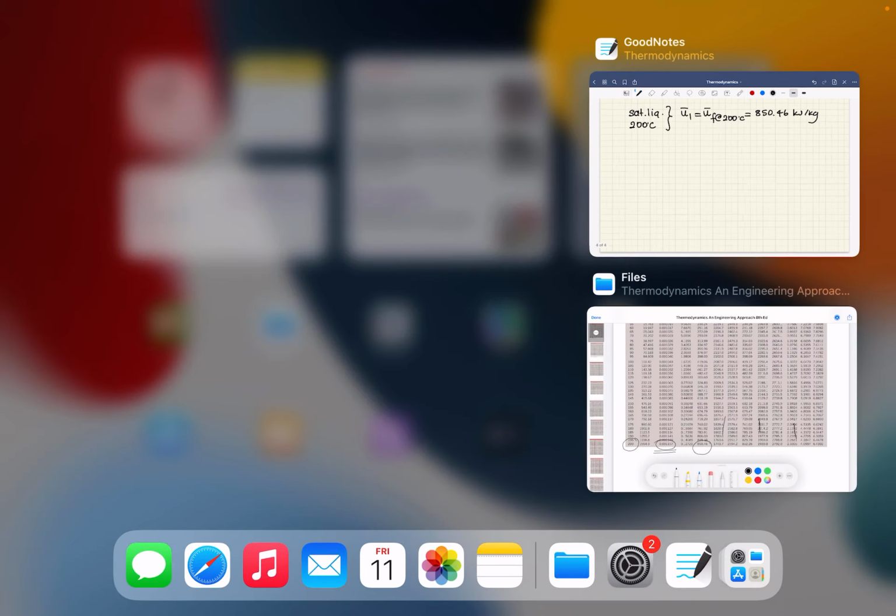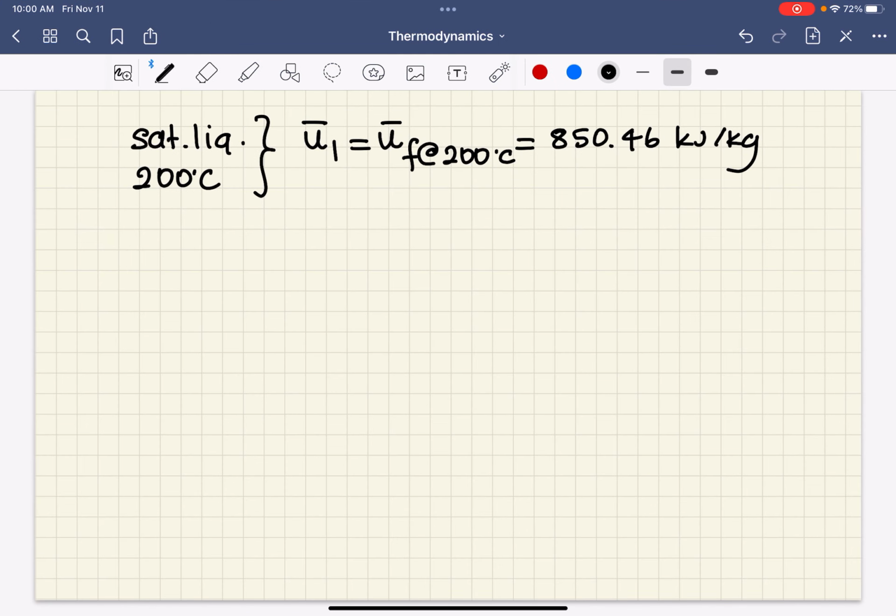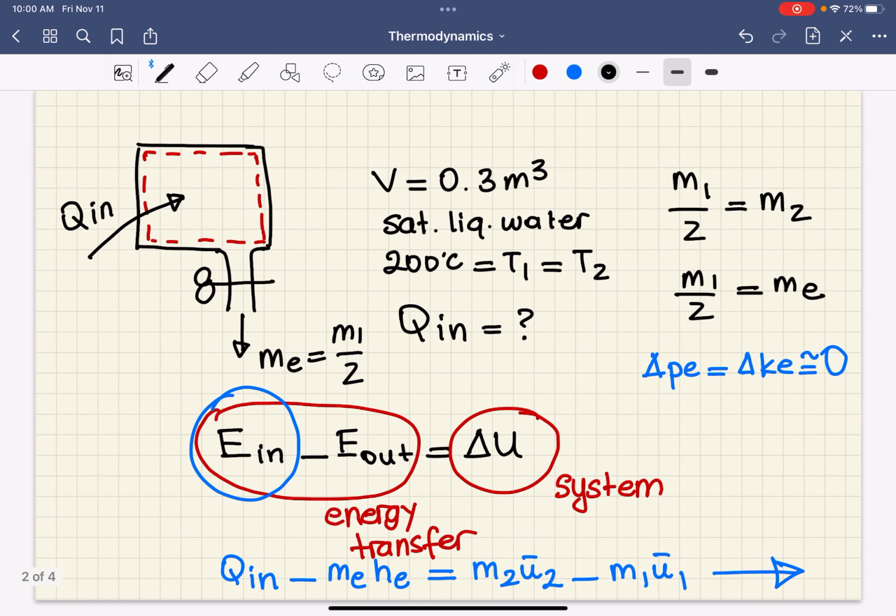Now, the next thing is to figure out the second state internal energy. And how can we do that? Okay, let's think about it. What do we know about the second state? We know that the second state has the same temperature. We are given the temperature. It's 200 degrees Celsius. What else are we given?